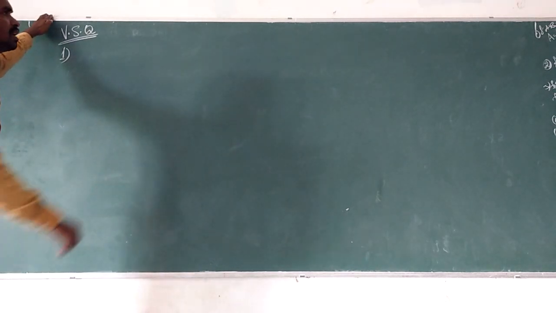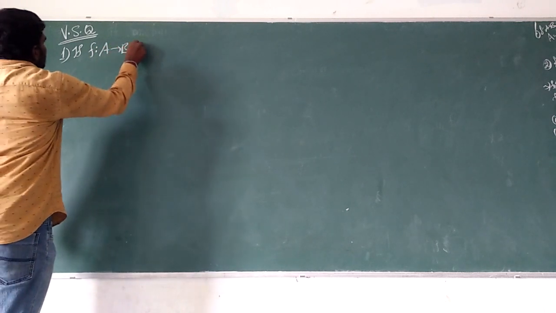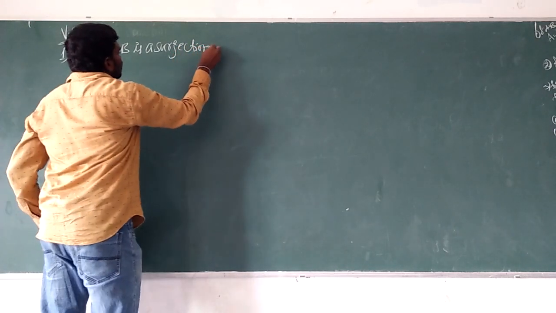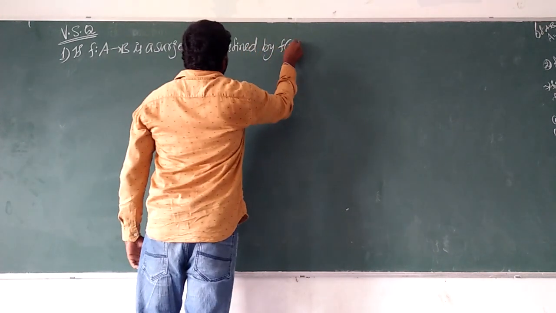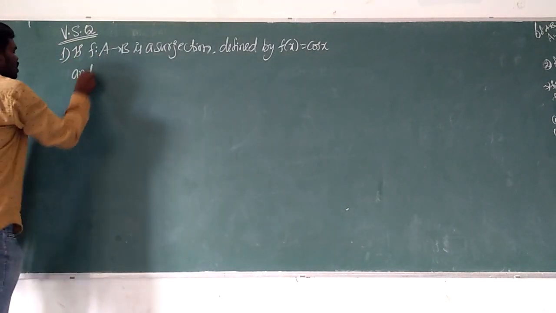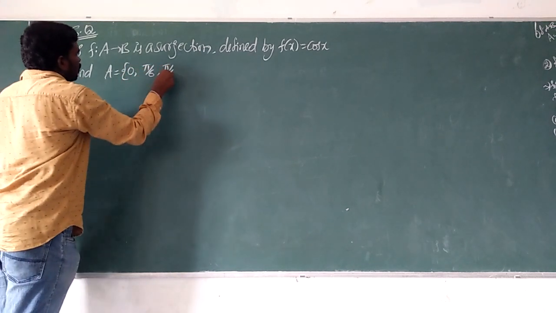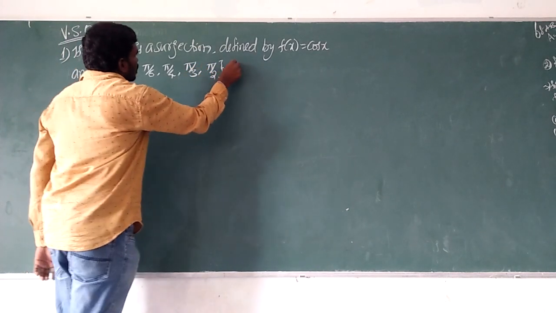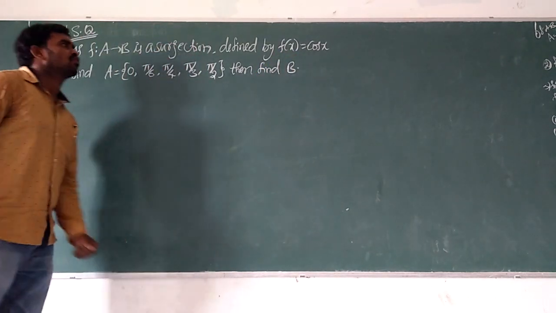Okay, the first one I am taking: if f maps from A to B is a surjection defined by f of x equals cos x, and set A equals {0, pi by 6, pi by 4, pi by 3, pi by 2}, then find capital B. A very important question.